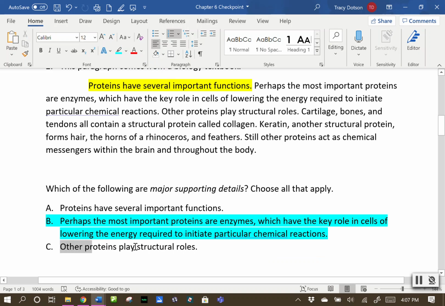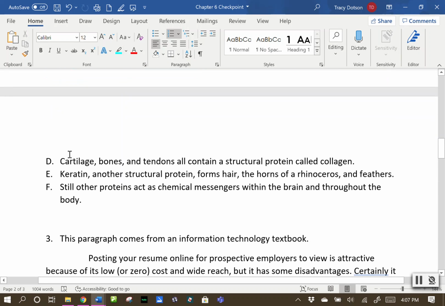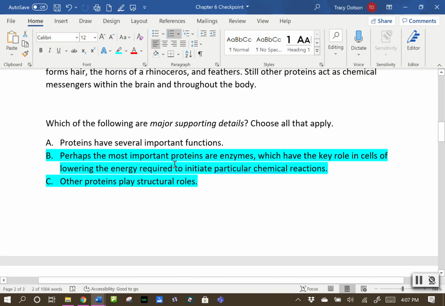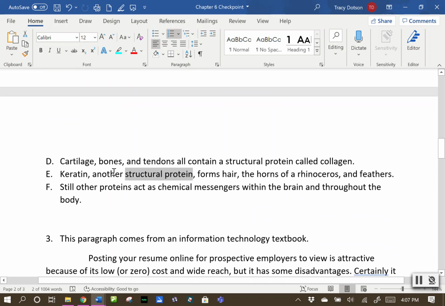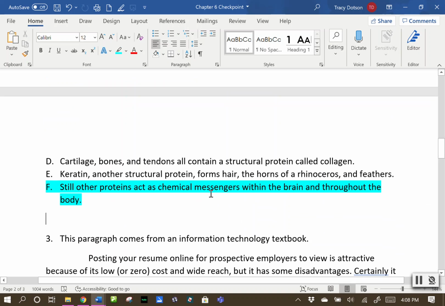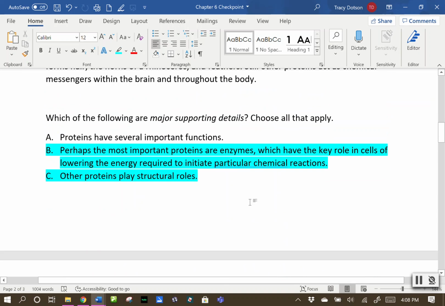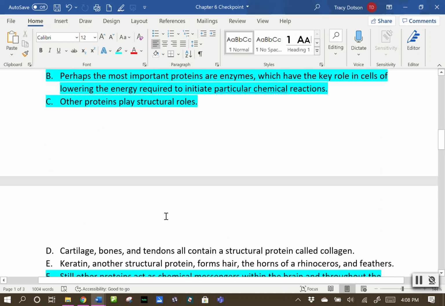Then other proteins play structural roles. That's a good sentence for our major details. Now D and E, from what we can see, that's a structural protein. So D and E are minor details supporting C, our major detail. So it wouldn't be D or E, but it would also be F because that is a protein that acts as a chemical messenger. So those are the three roles there.